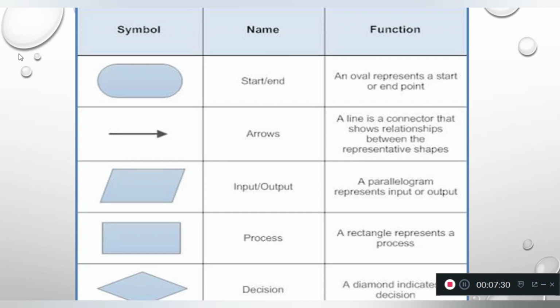Fourth one, it is a processing box and it is represented as a rectangle, and it helps to show that the process is going on. And the last, fifth one, is a decision box. A diamond indicates decision.